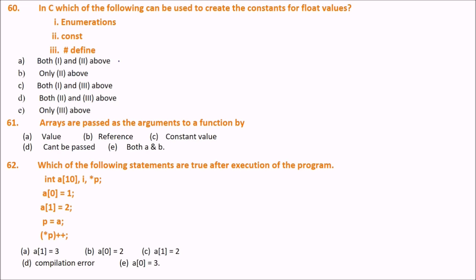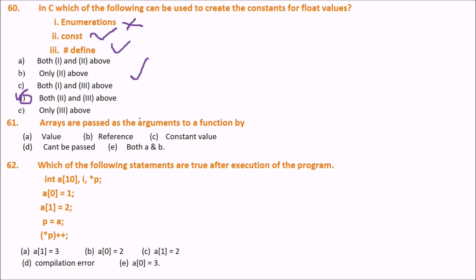Next is, in C, which of the following can be used to create the constants for float values? So these are options for you. Can you tell me the answer? Enumeration, no, only integer. Constant, yes. Hash define, yes. So the answer of this question is that enumeration can't be used to create the float constant. So our D will be true. This is the correct answer.